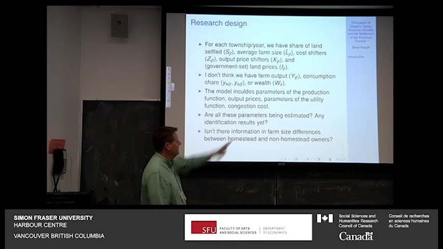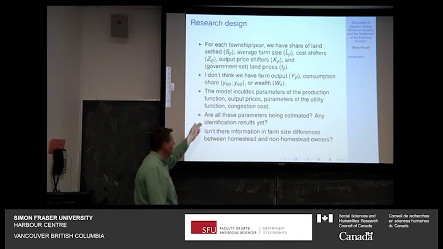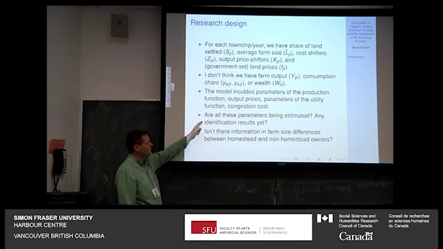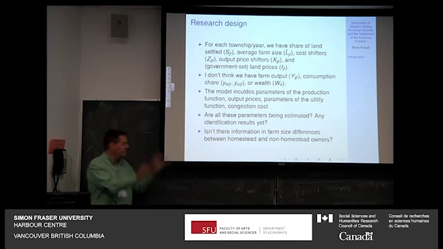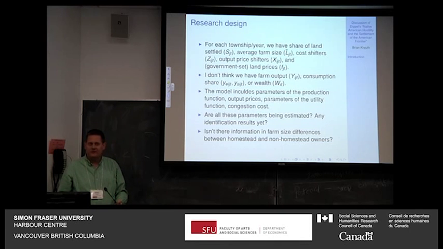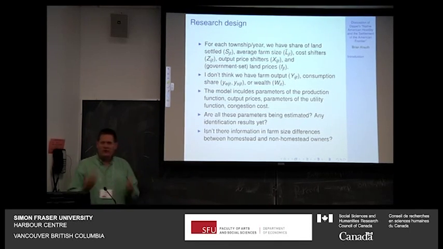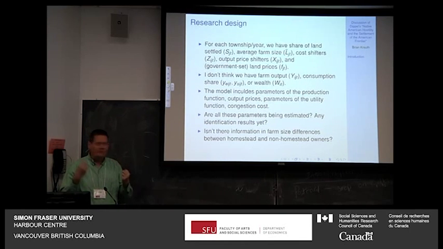Parameters of the utility function, the congestion cost function. I wasn't clear on which of these parameters are being estimated, whether you have identification results for them, or whether some of the identification is coming off of parametric assumptions.